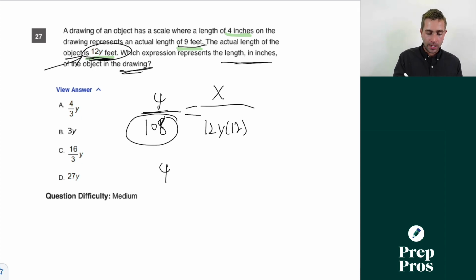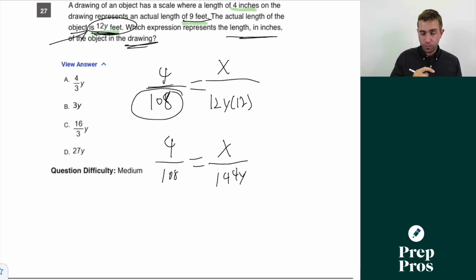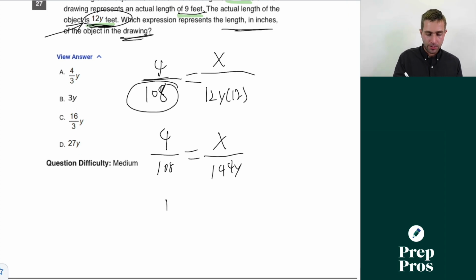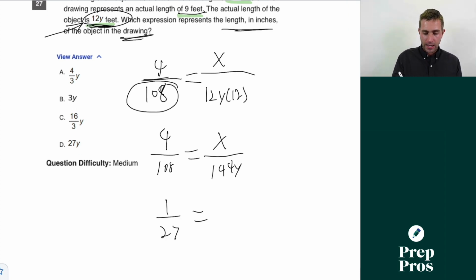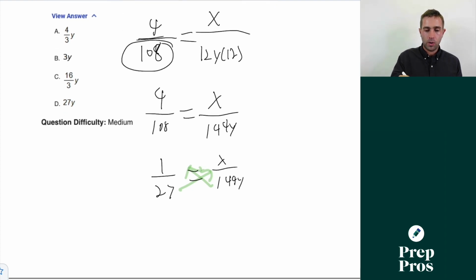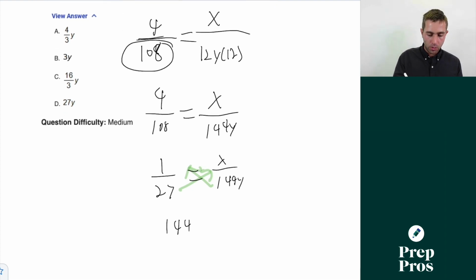But here what we'll get is 4 over 108 equals x over 144y. And so 4 over 108 is going to simplify down to 1 over 27, which is going to equal x over 144y. So now I'm going to go ahead and cross multiply. So what I'm going to get is 144y equals 27x, and I'm solving for x here. That's going to be representative of all these answers, which are basically in x equals form, for how I've set this up.